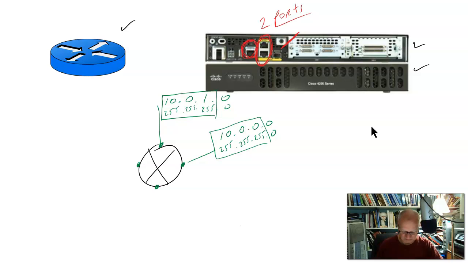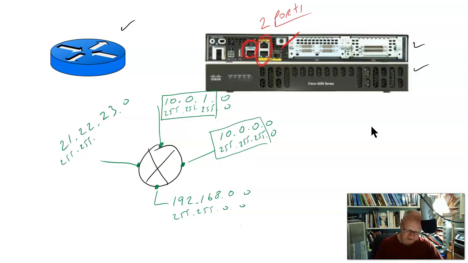Now they don't have to be 10 dot networks. This one could be a 192.168.0.0, 255.255.0.0 network, and this one over here may be our outside network, our internet facing network, and it might be a 21.22.23.0, 255.255.255.0 network. So this one's on the 21.22.23 network. This one's on the 192.168 network.